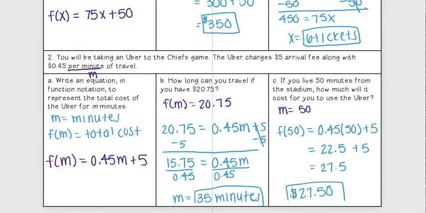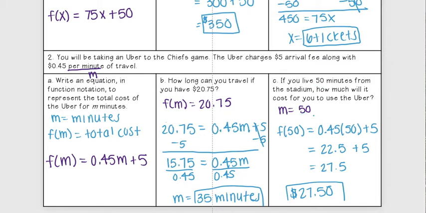The first part said, how long can you travel if you have $20.75? So I know my total cost already. I know it costs $20.75. I want to see how many minutes I can travel with that. So that means I replaced the f of m with 20.75, and then I solved for m and got 35 minutes. In the next part, I know I'm going to be traveling 50 minutes since I live 15 minutes from the stadium, and I want to see how much that cost me.